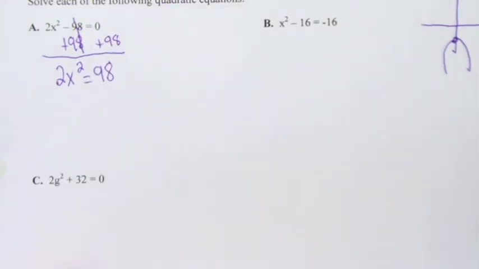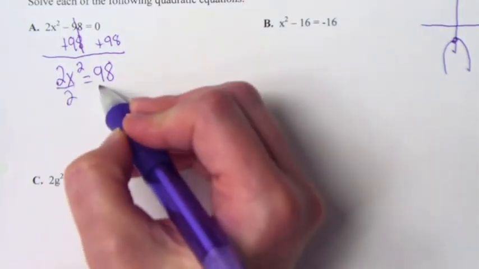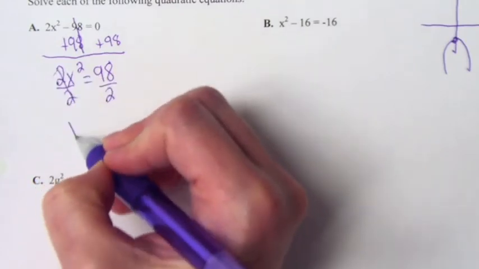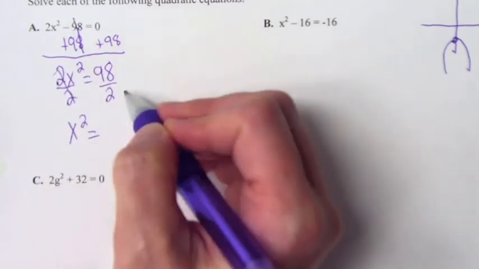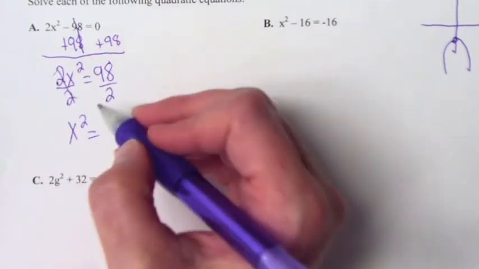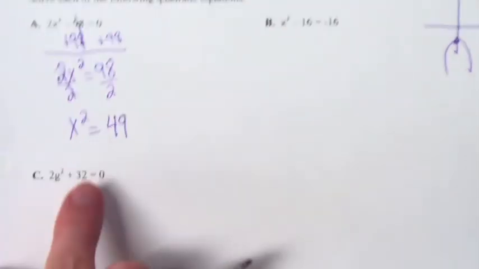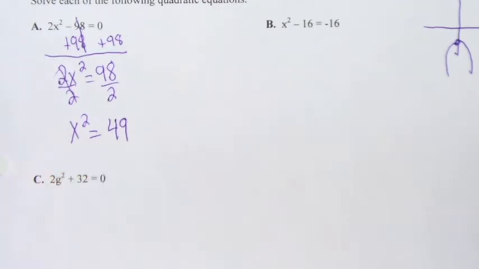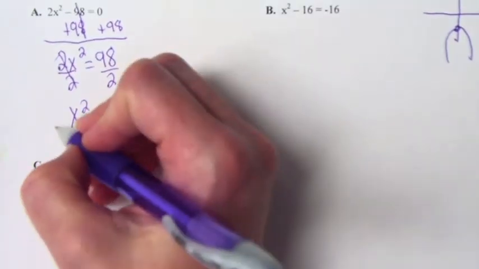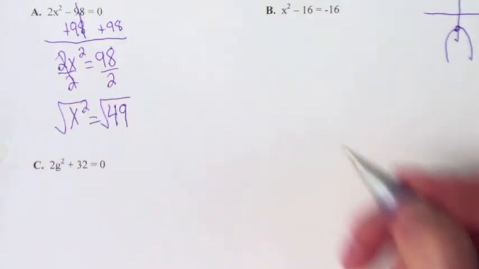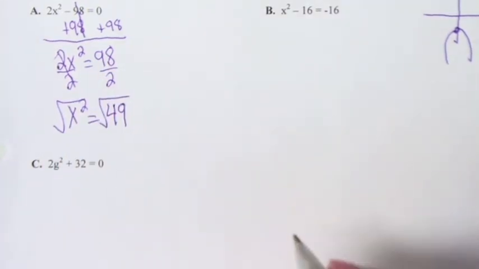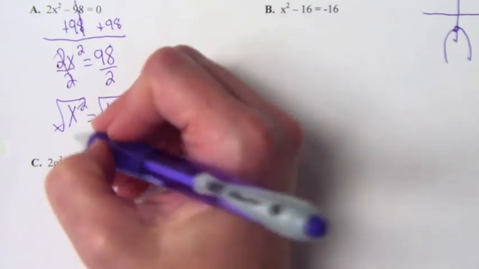Then what? Divide by 2. Divide by 2 first, right? So we get x squared equals 98 divided by 2 is 49. Then we get the square root. Yeah, that's the only difference. We get it down to where we have just the x squared on the left all by itself and then a number on the right. And then what we do is we take the square root of both sides, because to cancel out a square, we take a square root. So these cancel and you get x equals.